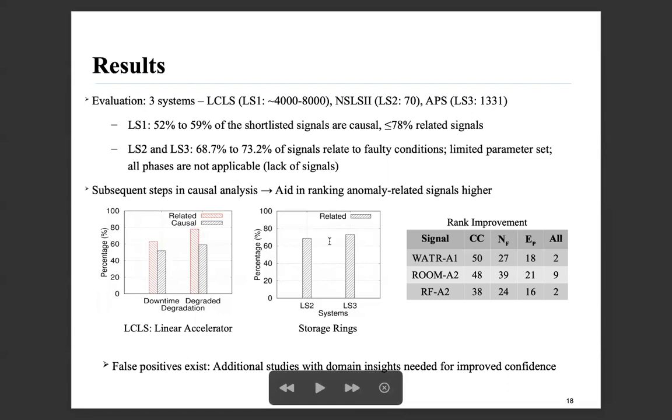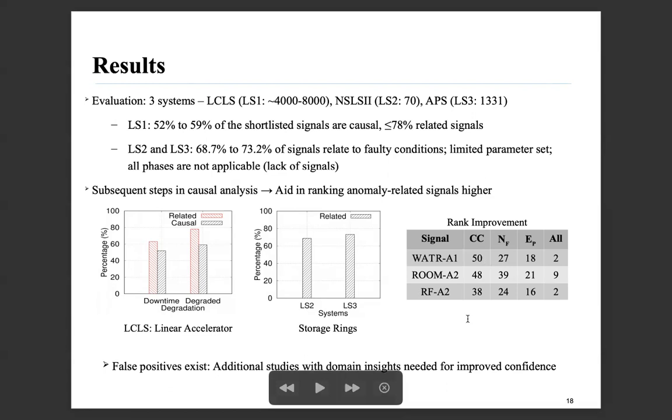For the other two systems, which are storage rings, we have 68.7 to 73.2% of the signals that relate to faulty conditions. We had a limited parameter set for these and could not apply all the steps of causal analysis. But despite that, we have some faulty signals that rank high.